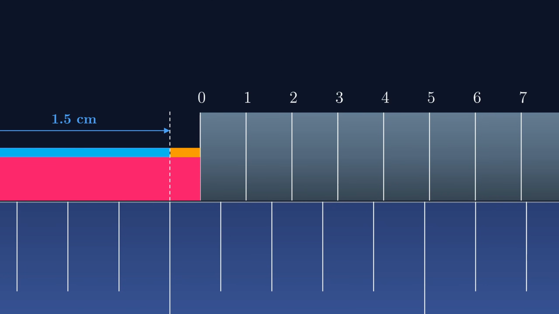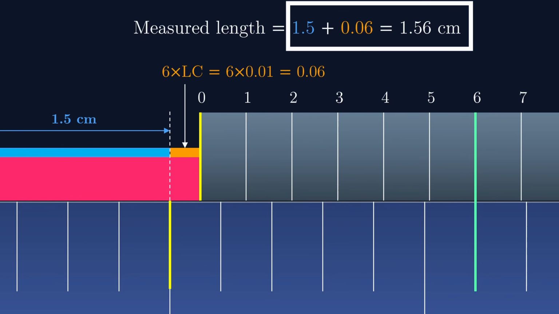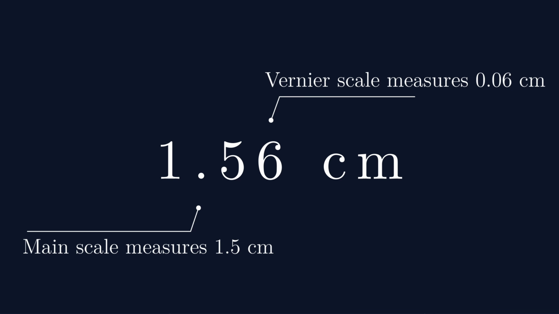Look closely. The sixth mark on the Vernier scale perfectly aligns with the main scale mark. And the gap between the Vernier 0 and the main scale mark it crossed is that exact extra distance we need to measure. So based on our rule, since the sixth mark aligns, it is 6 times the least count. Therefore, our final measurement is 1.5 plus that tiny extra distance of 0.06, giving us a total length of 1.56 centimeters. And that is the true length of the object. We could never have measured that with a normal ruler.